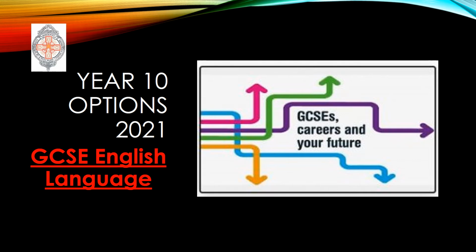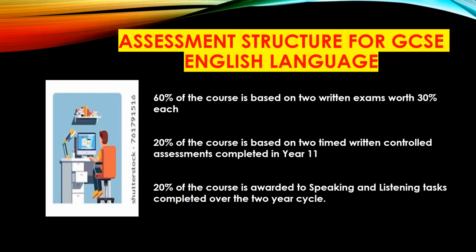GCSE English language is a core subject studied by all pupils going into Year 11 at the Abbey Grammar School. 60% of the course for English language is based on 2 written exams that are 30% each. You also will have to study 2 controlled assessments which are completed in Year 11. These assessments are worth 20% of your final mark.